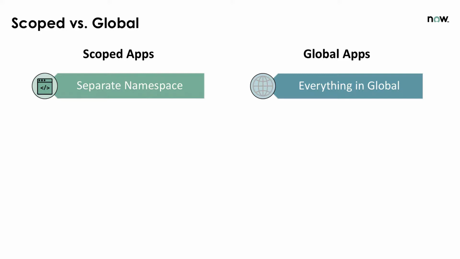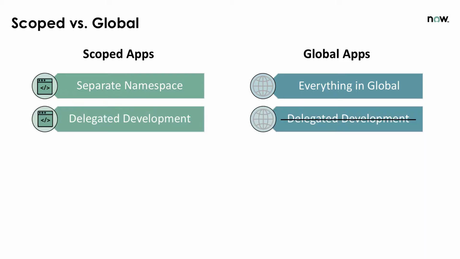Scoped apps, we've got a separate namespace. Global apps, everything's in global. You don't know what belongs to what, until London, where we can identify components of global apps a little bit better.